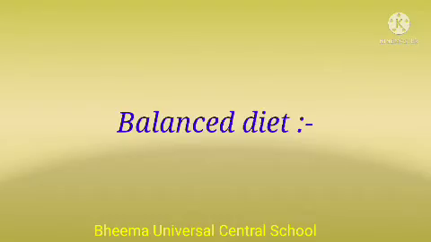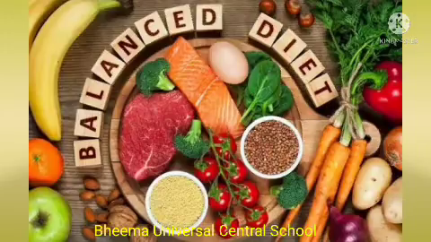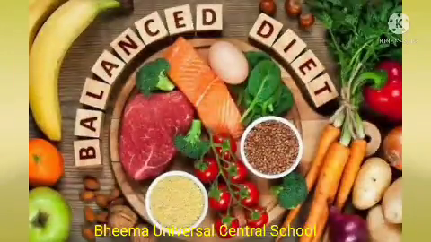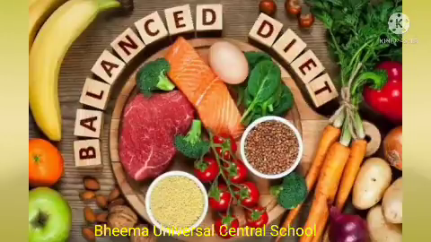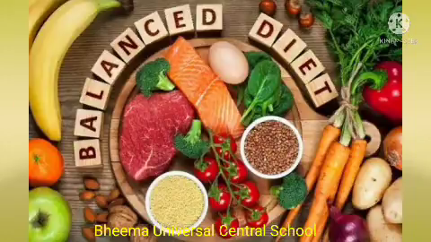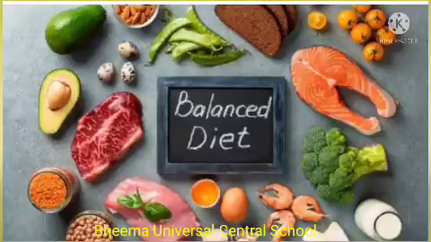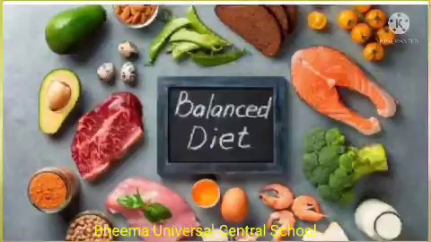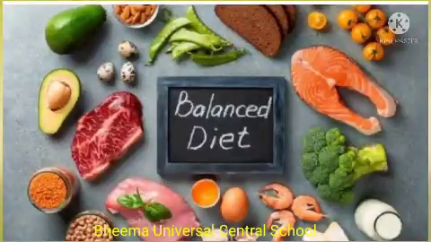Next one is balanced diet. The amount of food a person uses in a day is called his or her diet. A diet that contains all the essential nutrients in the right amount as required by the body is called a balanced diet. No single food can provide all essential nutrients to make the diet complete. To have a balanced diet, we should include food from all four groups of food.